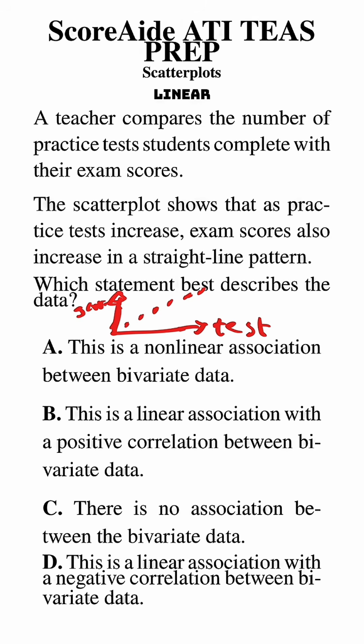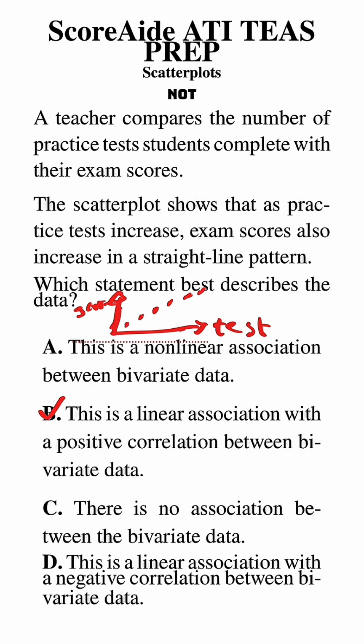B, this is a linear association with a positive correlation between bivariate data. Why bivariate data? Because we are dealing with two variables. The scores are increasing, making scores a variable. The number of practice tests is increasing, making it also a variable. So two variables compared together is bivariate data. So the answer is going to be B.